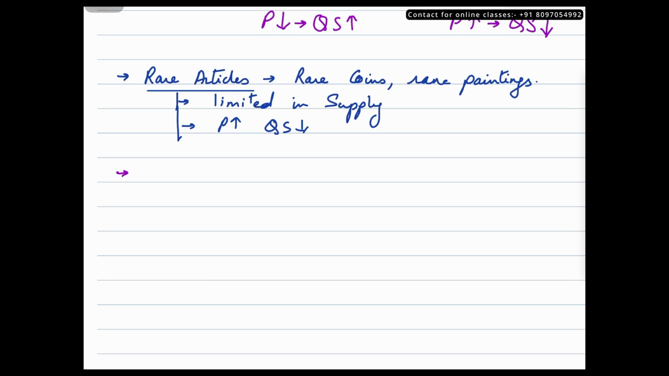Another exceptionary case is backward countries. Backward, or as we can say, low income countries.